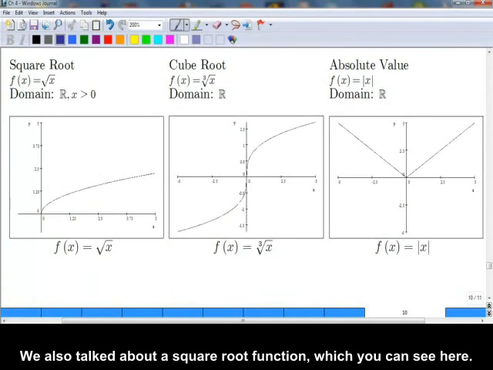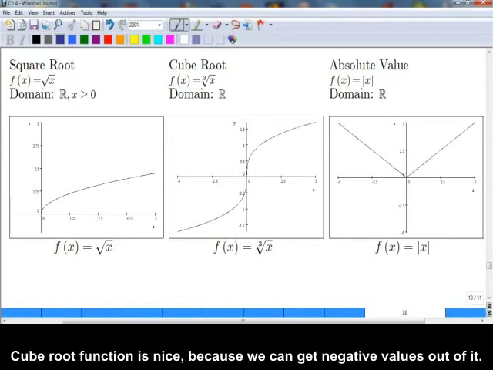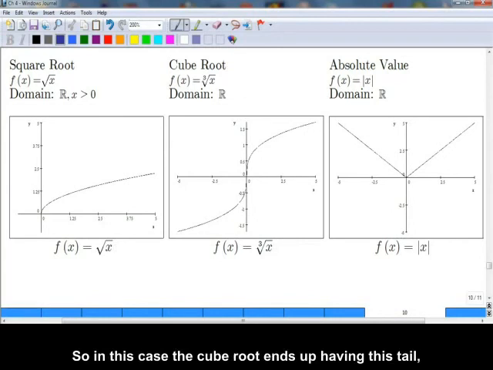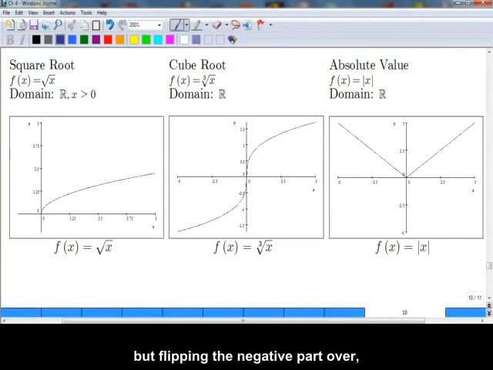We also talked about a square root function, which you can see here, and again, this just looks like a parabola on its side, but only half of it. Cube root function is nice because we can get negative values out of it. So in this case, the cube root ends up having this tail. It looks like a cube function put on its side. And then the absolute value function, which is just taking that y equals x function that we had, but flipping this negative part over because all of the negative values become positive.